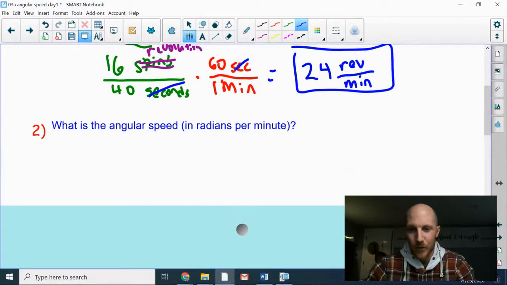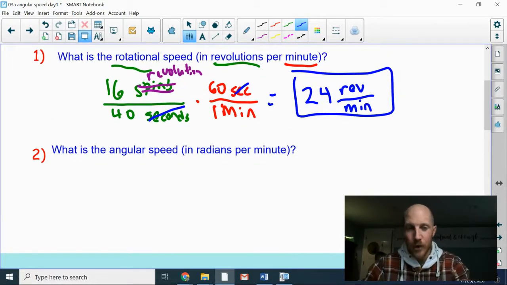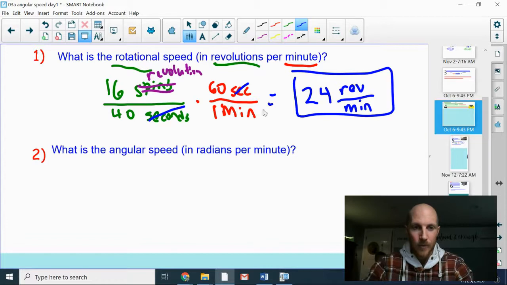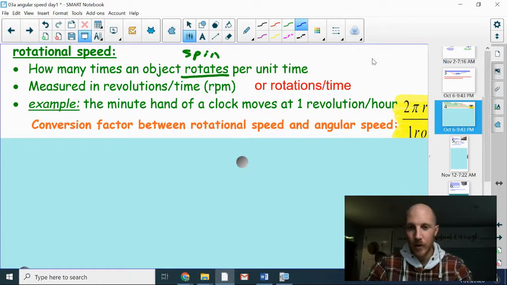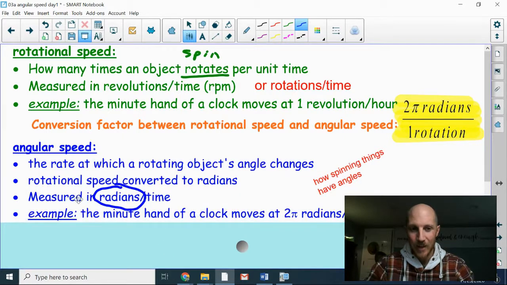All right, what is the angular speed in radians per minute? Okay, so I remember I just found rotational speed in part one. This is my rotational speed, 24 revolutions per minute. And now I'm being asked for angular speed. This sounds like I need to convert my previous answer of rotational speed into angular speed. Let's go to the notes. So rotational speed in my notes page is in green. Right underneath that is where I found angular speed.